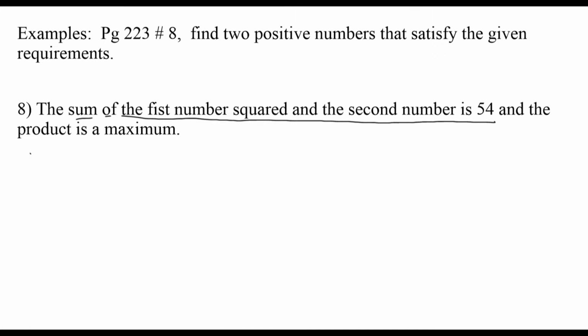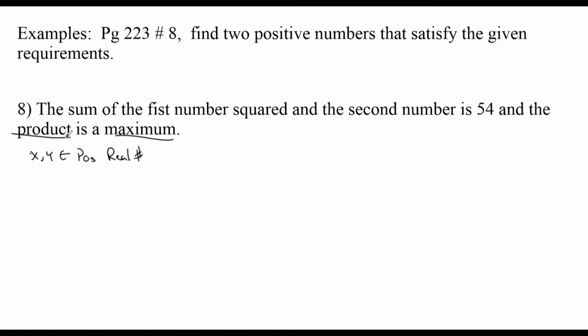So first question says, find two positive numbers that satisfy the given requirements. The sum of the first number squared and the second number is 54, and the product is a maximum. So first thing, I need two positive numbers. So we're going to say x and y. These are both positive real numbers, and I'm looking for that. And so we are trying to maximize the product. Okay, I can do that. P equals XY. Well, this is a primary equation.